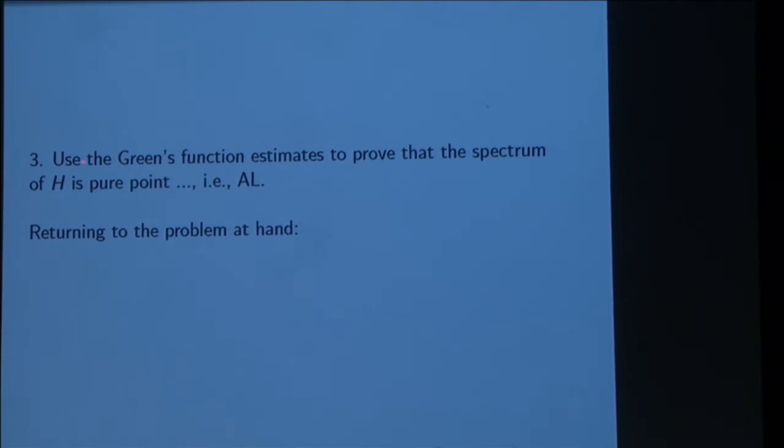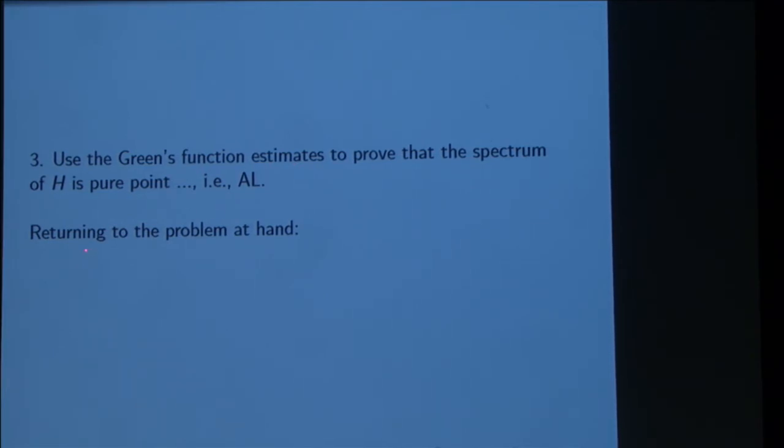And the third part is, because it's a linear problem, you want to talk about the spectrum and use the Green's function estimate to prove that the spectrum is pure point. That's what you mean by Anderson localization. So that's a scheme invented by Tom and Jörg, 1983. So the scheme is the underlying scheme for this line of research.